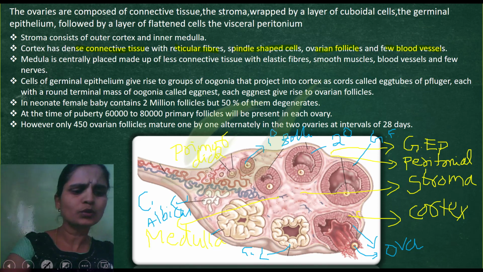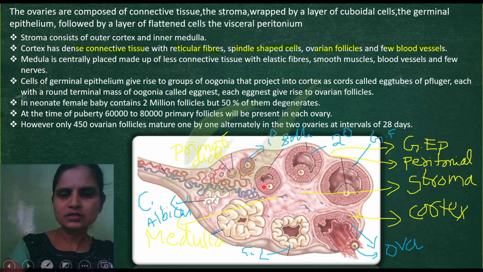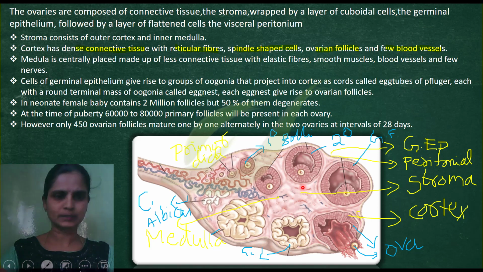As I told you, the medulla is the center region. It consists of connective tissues, elastic fibers, smooth muscles, as well as blood vessels and nerves.